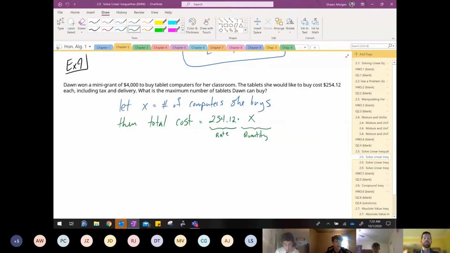So what we want then is we want to be able to use our equation, our formula down here, and answer the question, what is the maximum number of tablets that she can buy, given that she's got a budget of 4,000. So I want to insert 4,000 in for my total cost, and then I need to replace that with an inequality, and that's the next question that I'm going to ask. My total cost is at most 4,000, and then I've got 254.12x. So what kind of inequality? Who could tell me my inequality that I need there, as far as 4,000 on the left and my rate times quantity on the right?